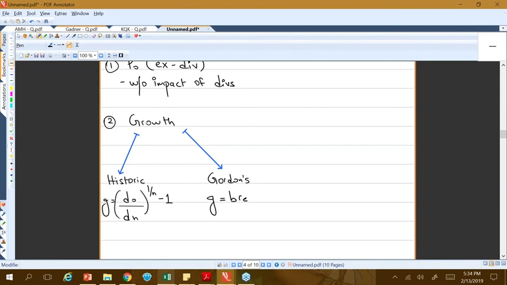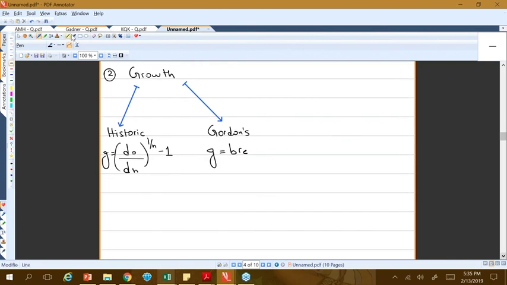Again, questions come from the students at this point. Well, how would we know if we have to use the historic model or the Gordon's model? Well, the answer to that is, again, that it depends on the given information. If the examining team has given you information for using the historic model, then you have to use it. If the examining team has given you information about the Gordon's model, then you have to use that. So let's just think about these now. What is D naught? What is Dn? What is n? And then what is B? What is RE? So D naught is dividend now.